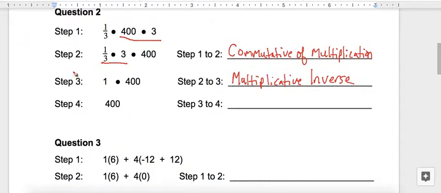Okay, now study from step 3 to step 4. We notice 1 times 400 became 400, so it got multiplied by 1. So we know that is the multiplicative identity. Multiplicative identity.